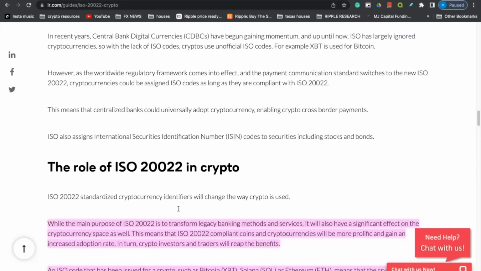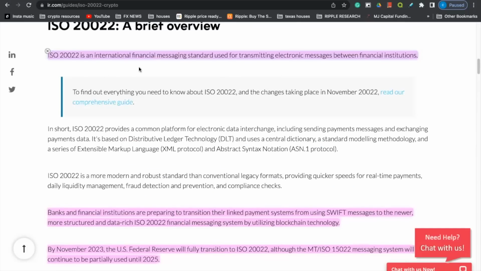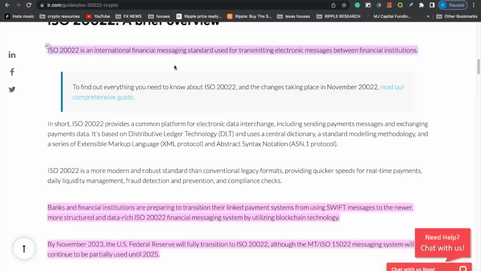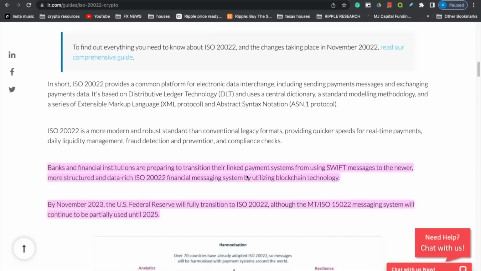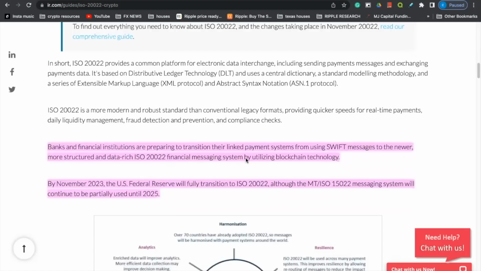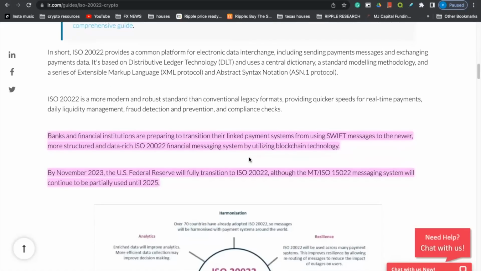So scrolling up here, and I will link this in the description down below, you all can see ISO 20022 is an international financial messaging standard used for transmitting electronic messages between financial institutions. Why is this important? Because banks and financial institutions are preparing to transition their linked payment systems from using SWIFT messages to the newer, more structured and data-rich ISO 20022 financial messaging system by utilizing blockchain technology. Ladies and gentlemen, Ripple is going to play a massive role in this digital transformation, and in today's video, I'm going to show you how.